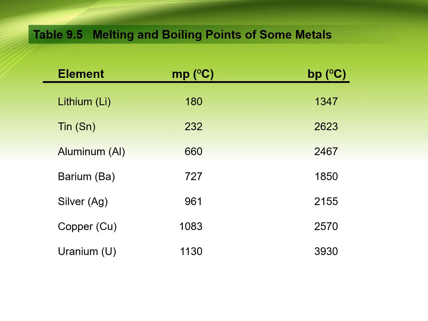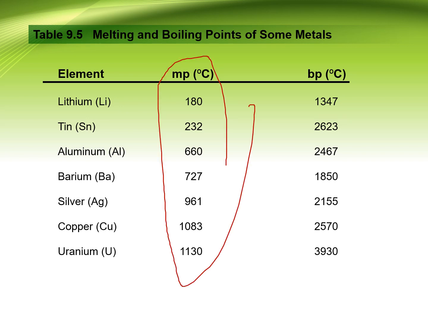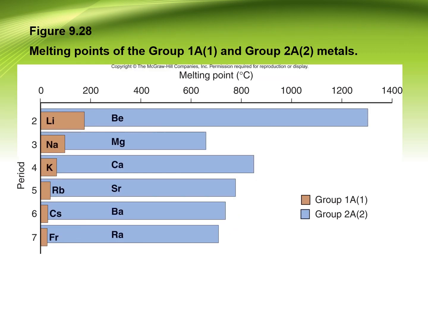Okay, metals are solids which have moderate melting points and high boiling points, as you can see from this table. The melting point of metals decreases down the group but increases across the period. As shown in group 1 and group 2 metals here, the melting point for group 1 decreases down the group, and group 2 also decreases down the group.